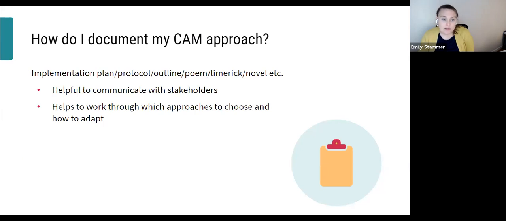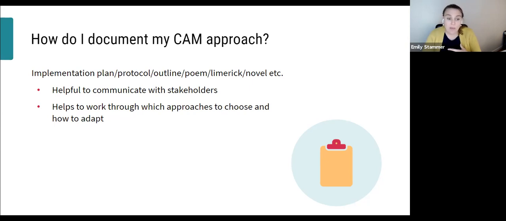No matter what you call it, some written record of your objectives and what you intend to do and how you intend to achieve your objectives is helpful, whether that's an implementation plan, protocol, outline, or a joke, poem, limerick, novel, just put it somewhere. And this not only helps communicate with stakeholders, both your internal and external stakeholders, about what you plan to do, but also, like all implementation plans and similar documents, it helps you think through what you want to do, which methods would work best, and how to adapt them.